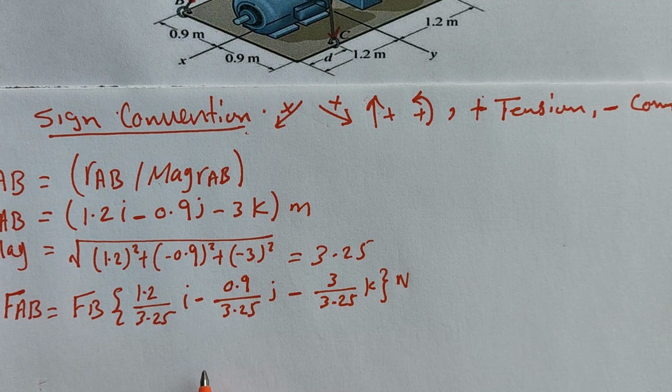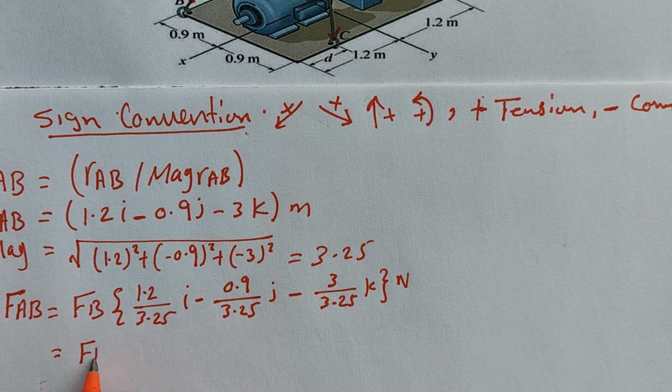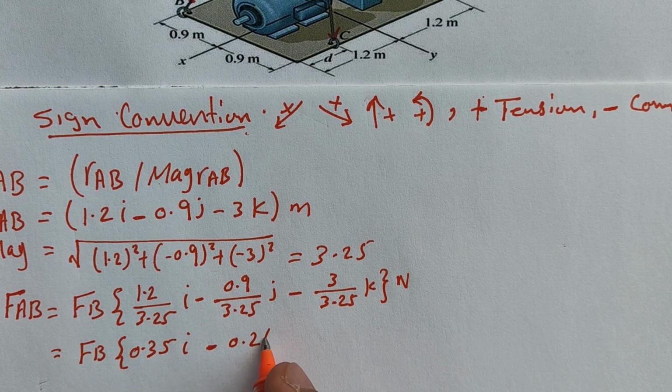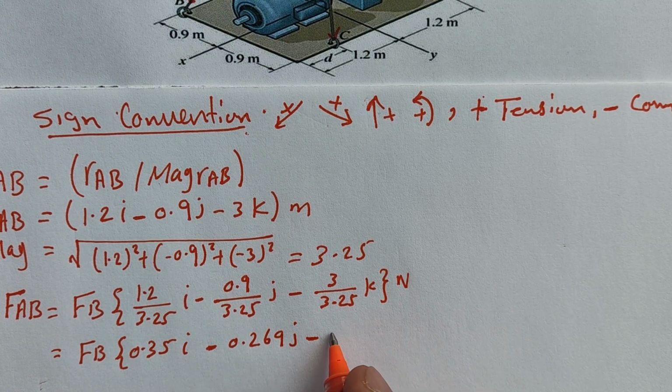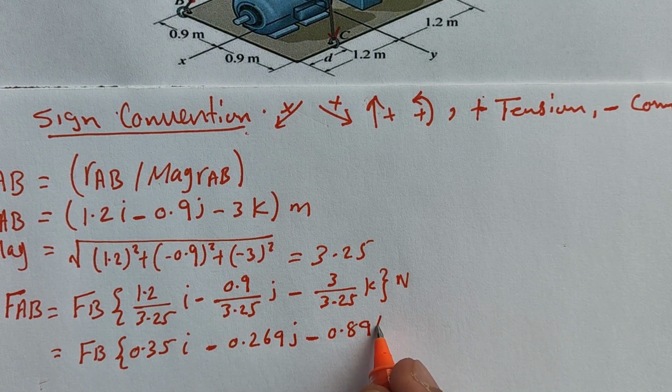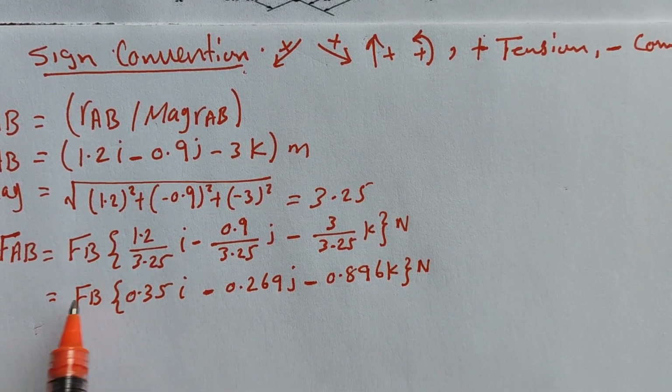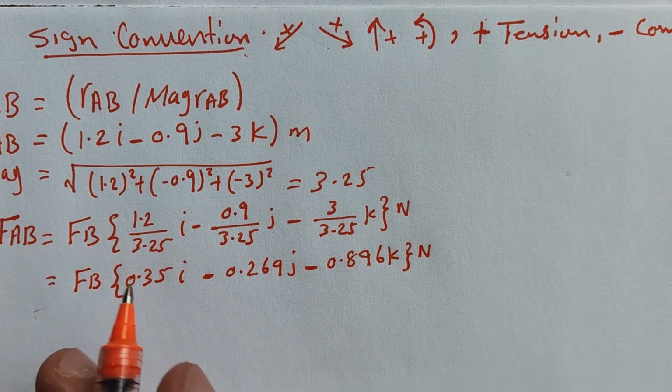You can simplify this further. So FAB in this case will equal FB times 0.35i minus 0.269j minus 0.896k Newton. So this is for the force FAB. We'll do the same thing for FAC.